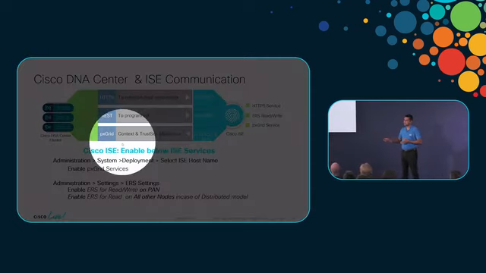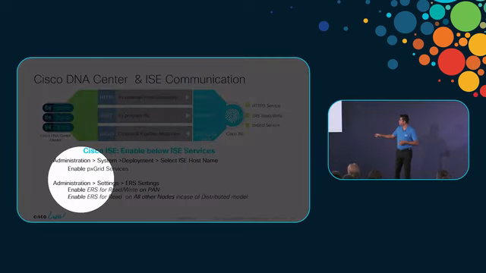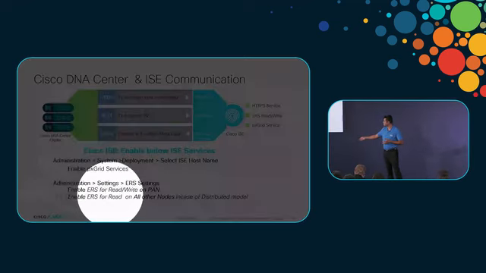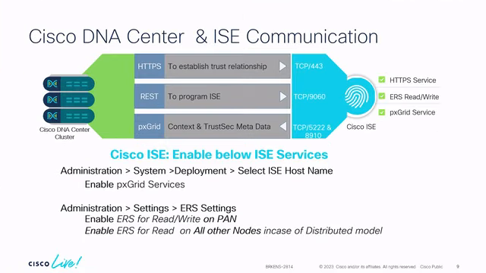The third one is pxGrid. This is basically to exchange context. I think I called out that in the assurance use case, to exchange context both ways, between DNAC and ISE, and between ISE and DNS Center. So before you even integrate DNS Center with ISE, there are certain services which you have to enable on the ISE side. One, enable pxGrid, because DNAC needs pxGrid access when it integrates with ISE. Second thing is you need to enable some ERS read-write privileges as well, which I've just called out there. So these are the only 2 things you have to do on the ISE side before you integrate DNAC with ISE.